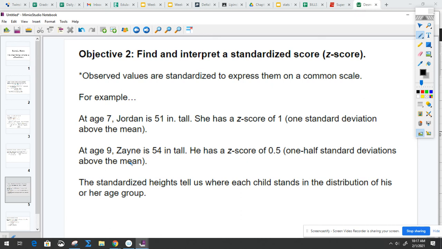So it's a way for us to compare data that naturally we wouldn't compare, because you're not going to compare a 9-year-old with a 7-year-old or a male with a female. Most of the time you wouldn't do that.